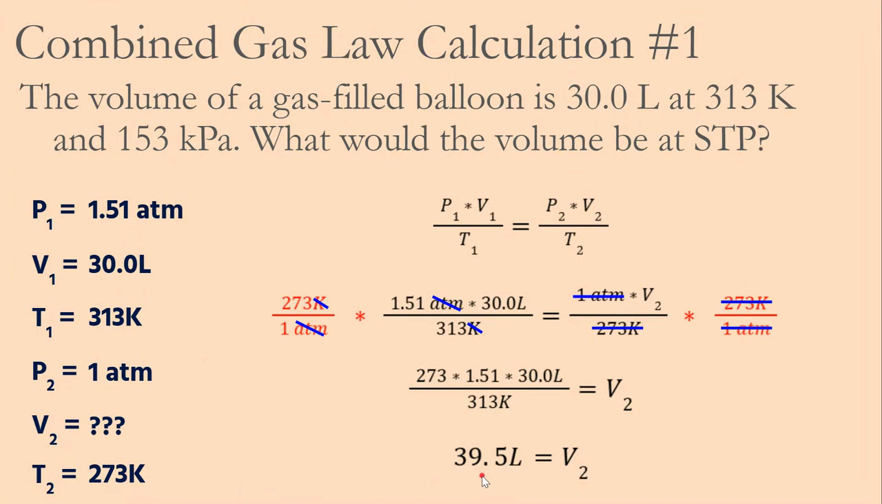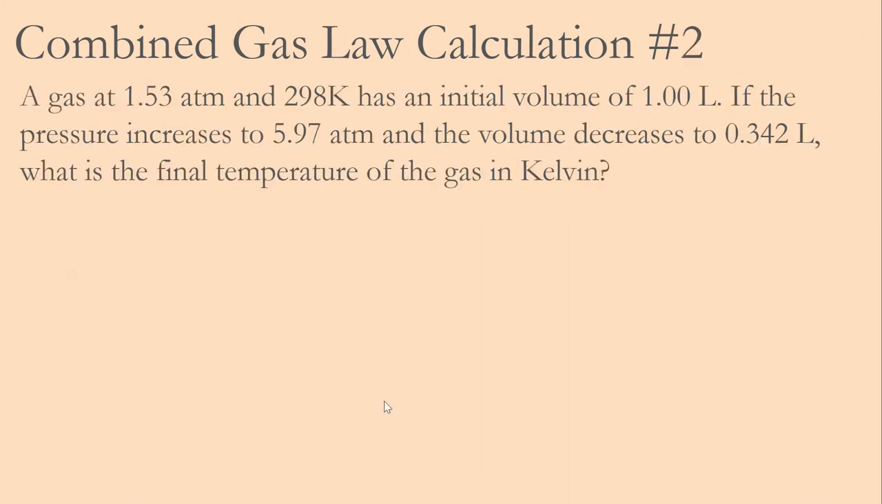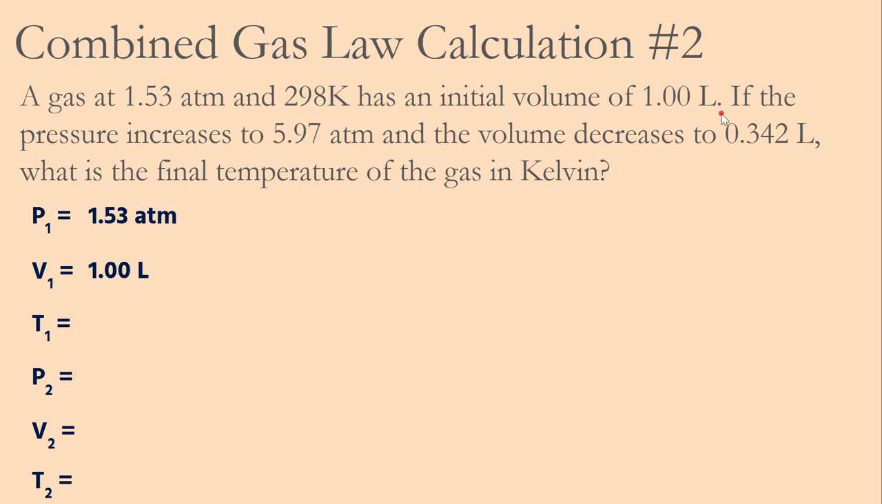Now let's take a look at a second scenario with one slight twist. In this scenario, a gas at 1.53 atmospheres, 298 Kelvin, has an initial volume of 1.00 liters. We're going to say the pressure will increase to 5.97 atmospheres, and the volume decreases to 0.342 liters. And we're asking what the final temperature of the gas is in Kelvin. Let's first list what we know. We know the initial pressure is 1.53 atmospheres. The initial volume is 1.00 liters, and the initial temperature is 298 Kelvin. Final pressure is 5.97 atmospheres, final volume 0.342 liters, and final temperature is our unknown. That's what we're looking for.